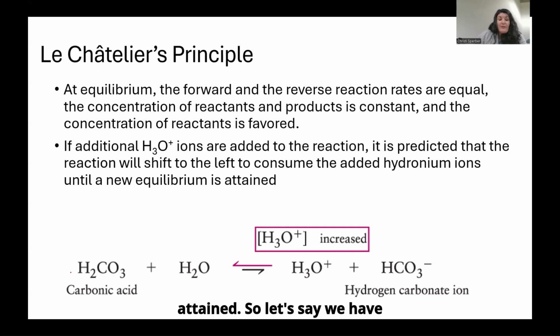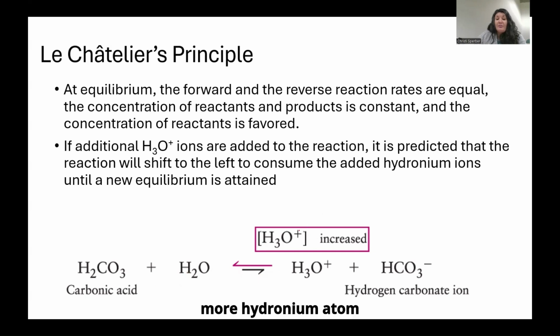So let's say we have this reaction of carbonic acid and water, and we add carbonic acid to water. It will start reacting until it gets to an equilibrium where the forward and reverse reaction rates are equal, the concentration of the reactants and products are constant, and the concentration of the reactants is favored.